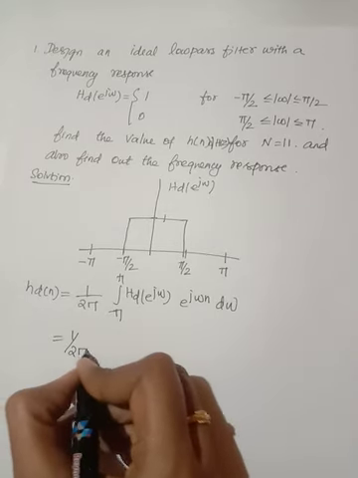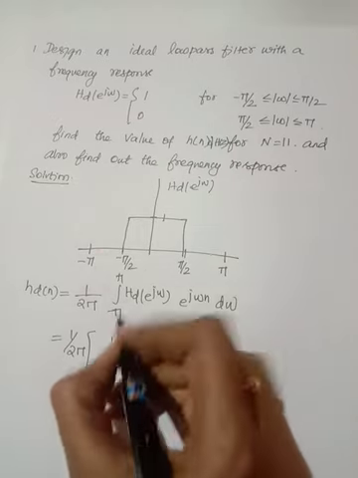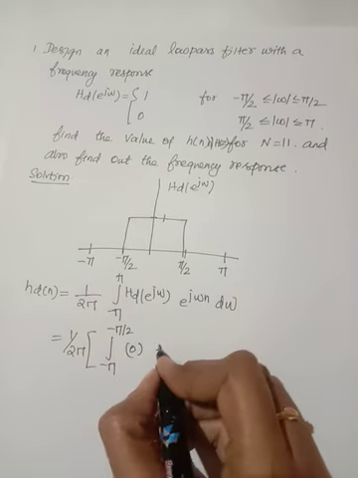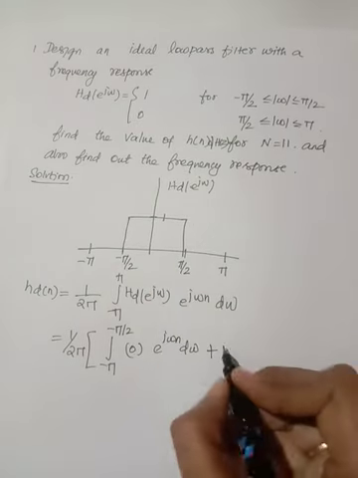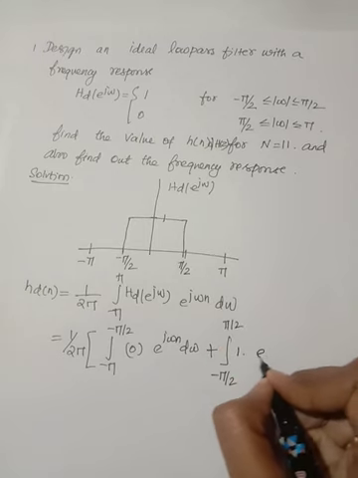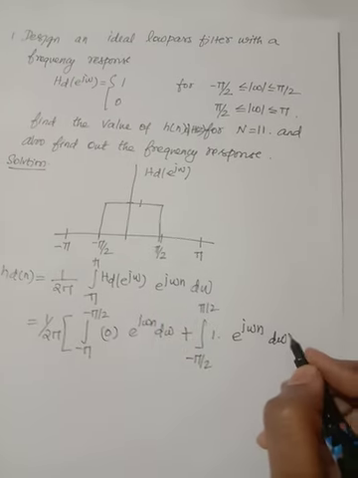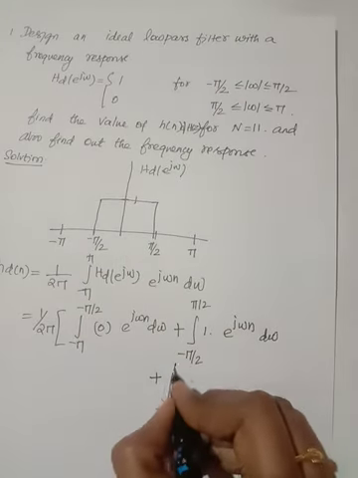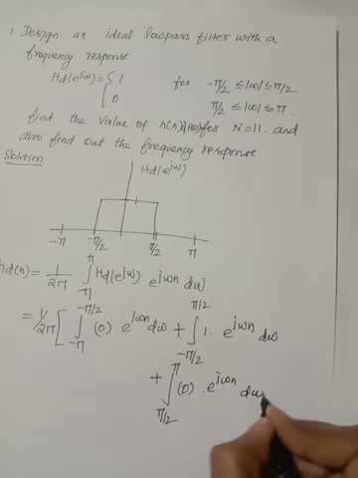Now 1 by 2 pi. Here you need to split up the limit. So the integral from minus pi to minus pi by 2, the range is 0, the value is 0, e power j omega n d omega, plus the integral from minus pi by 2 to plus pi by 2, where the value is 1, e power j omega n d omega, plus the integral from pi by 2 to pi, the value is 0, there is no response, therefore e power j omega n d omega.